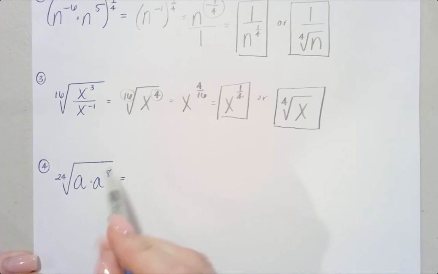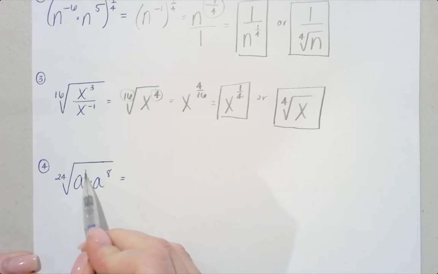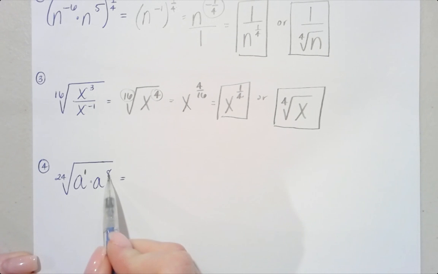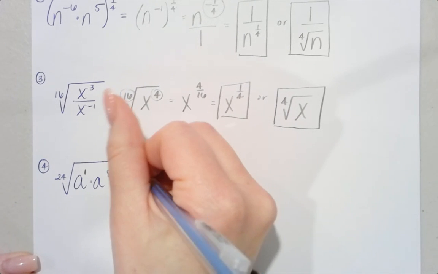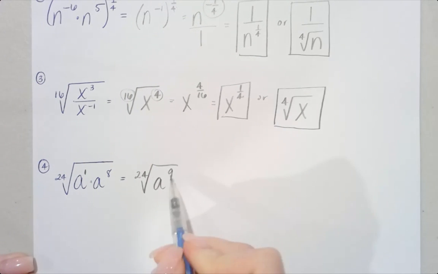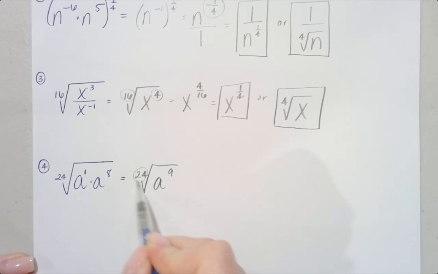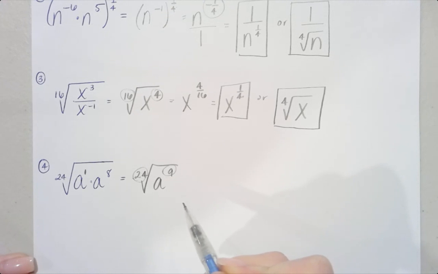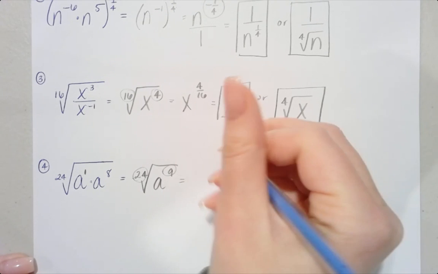And number 4, underneath the radical, we have a to the 1st. Remember, if you don't have an exponent, it's always 1, times a to the 8th. So we're going to add our exponents, and we're going to get the 24th root of a to the 9th. Again, you might not be done here because these 2 numbers come together and make a fraction exponent, and we need to make sure that it's in its simplest form.